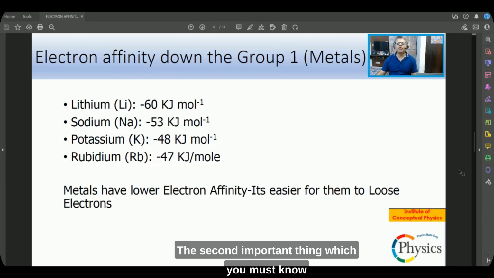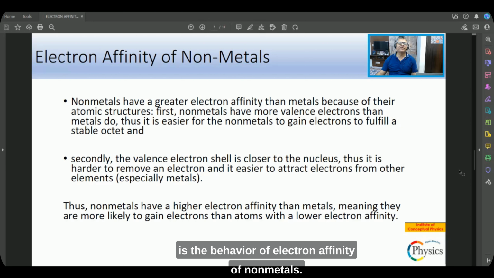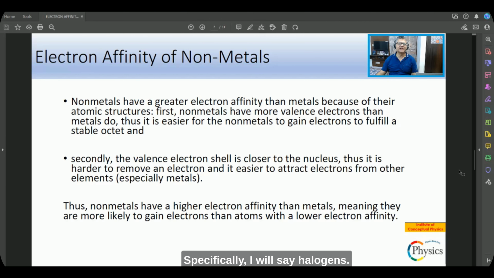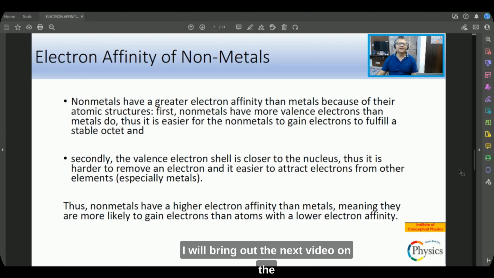The second important thing which you must know is the behavior of electron affinity of non-metals. And to me, this is the most important thing that you need to study, which is non-metals. Specifically, I will say halogens. I will bring out the next video on the halogen group, which is very important for you to study for the purposes of electron affinity.